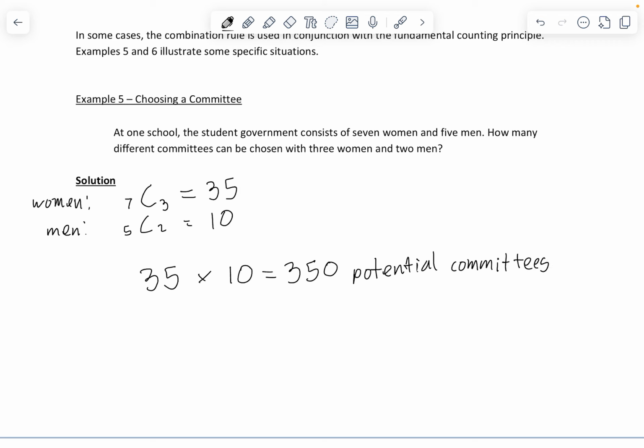So there are 350 ways that we could choose a committee that consists of 3 women and 2 men when we are choosing from a group of 7 women and 5 men. Okay? That's what that's saying.